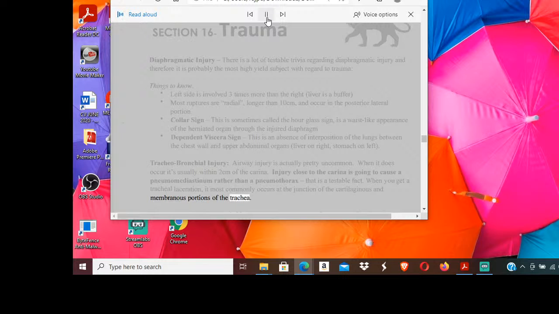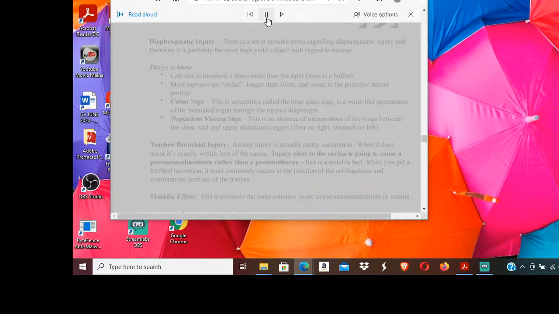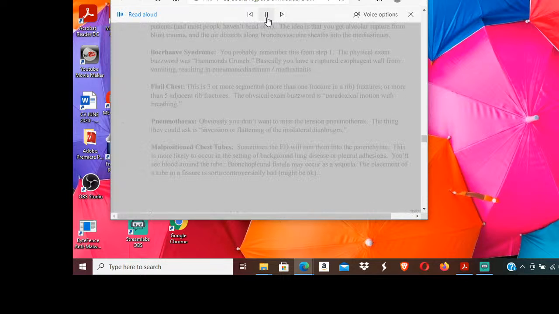Macklin effect. This is probably the most common cause of pneumomediastinum in trauma patients, and most people haven't heard of it. The idea is that you get alveolar rupture from blunt trauma, and the air dissects along bronchovascular sheaths into the mediastinum.